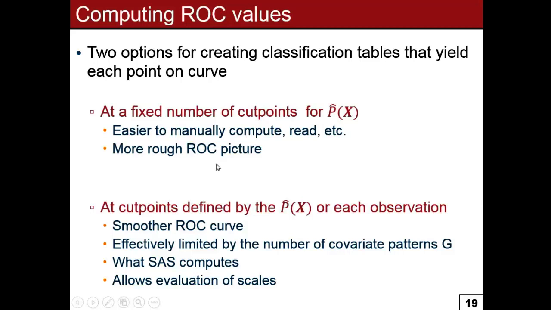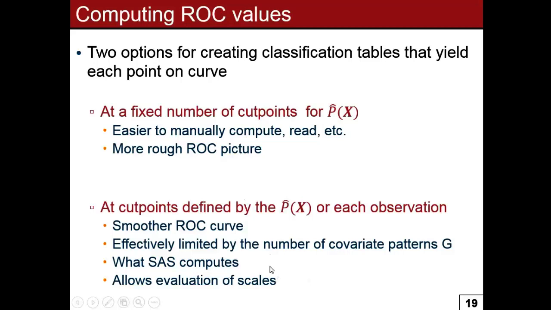But actually it is not. We chose like 6 points, maybe 6 little tables. It made a very rough picture, right? It was a very coarse kind of thing. So we didn't have to do that. You actually can make a smoother picture by using every cut point available to you in the data set. Okay? And that's what SAS is going to do.